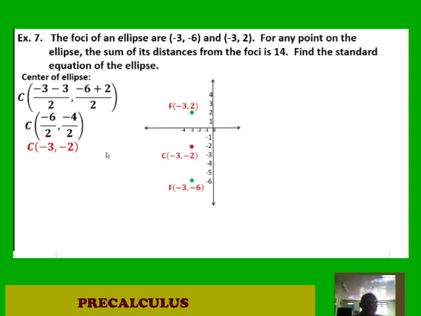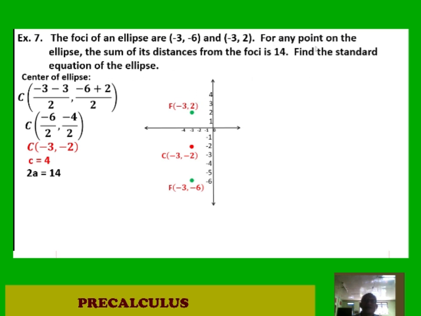Okay, so next, the distance from the center to the focus is c. So let us determine this distance: 2 minus negative 2, or we will just count the number of units from negative 2 to positive 2. So 1, 2, 3, 4. So c is 4. So what else do we need to determine? According to the problem, the sum of its distances from the foci is 14.